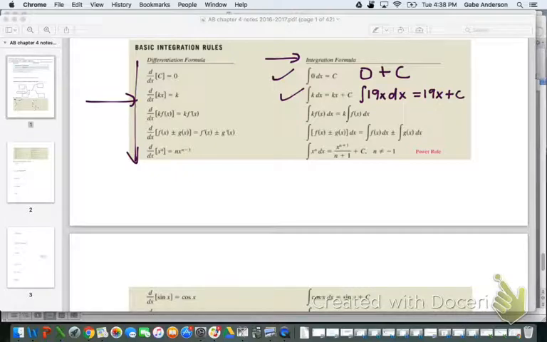So an example of this would be the antiderivative of 3x to the 5th. We could rewrite that if we wanted to as 3 times the integral of x to the 5th dx. You can just bring that constant multiple out and do whatever you've got to do with the integrand and then multiply it back in at the end.